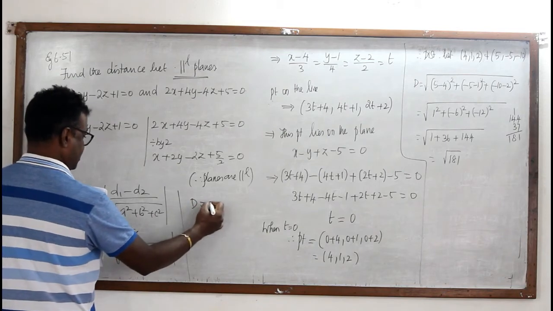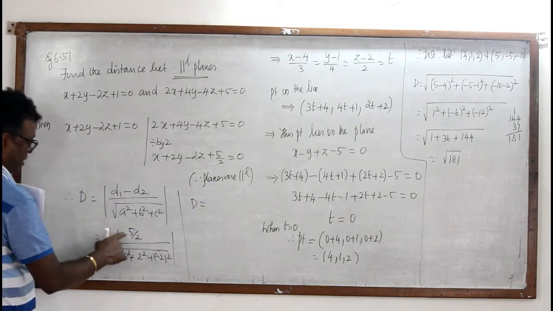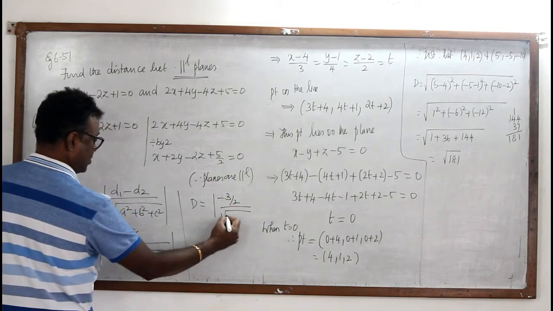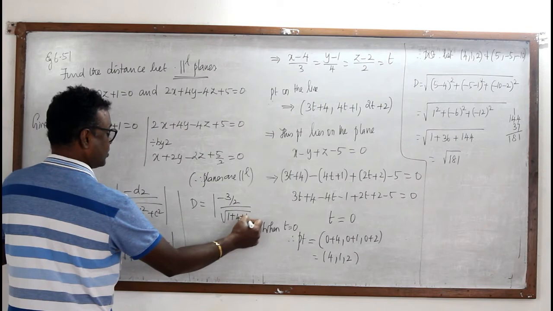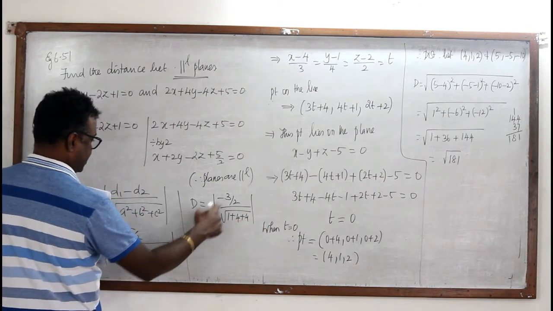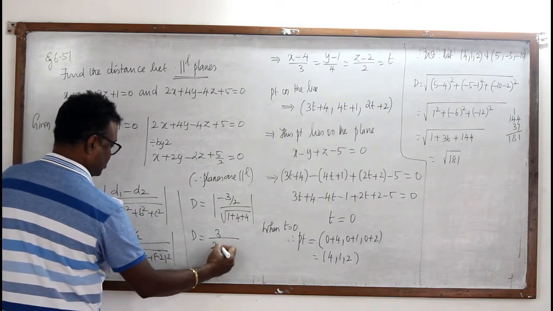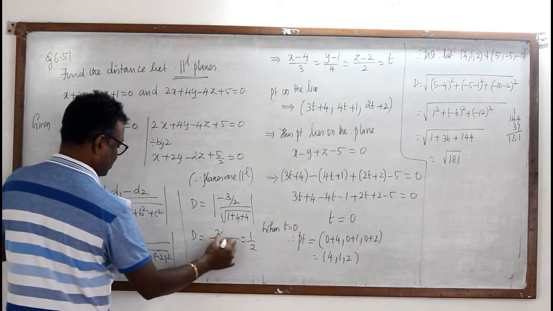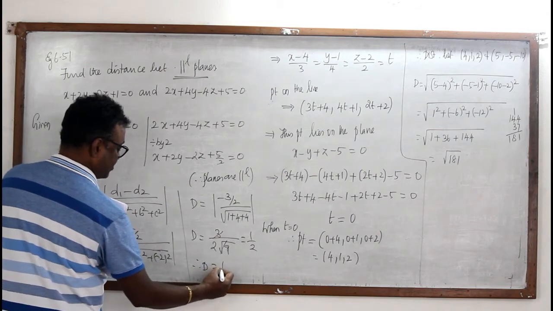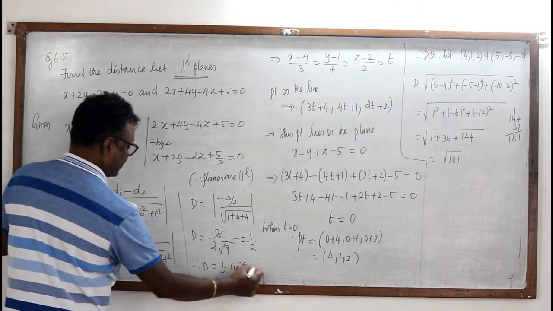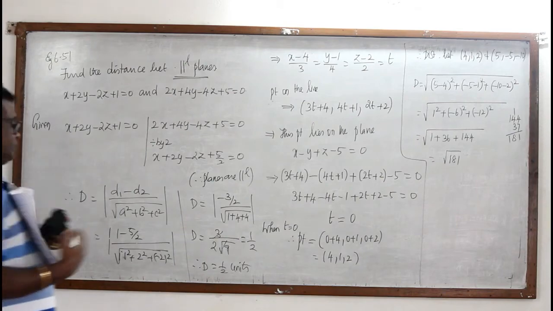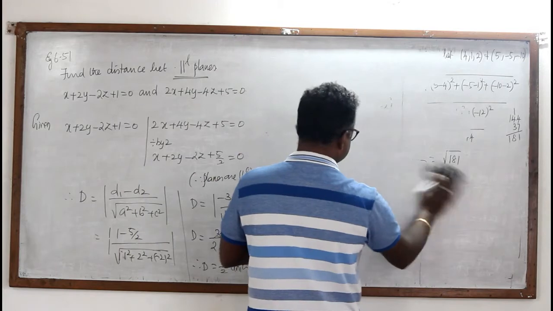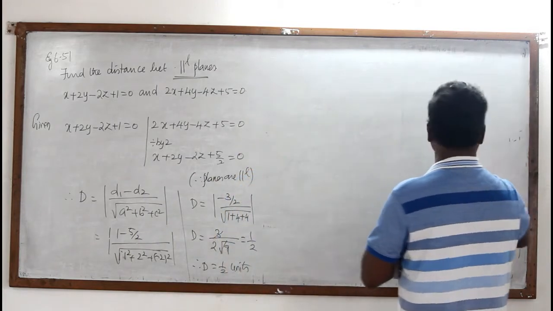That is d equal to 1 minus 5 by 2, which is minus 3 by 2, by root of 1 plus 4 plus 4. Since it is modulus, if I remove the sign it is plus 3 by 2 into root 9. Root 9 is 3, so it is 1 by 2 into 3, and therefore distance equals 1 by 2 units. This is how we can find the distance between two parallel planes.